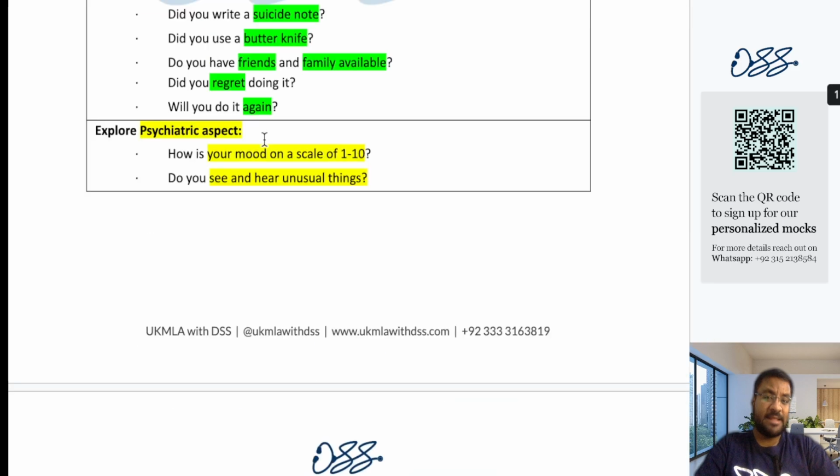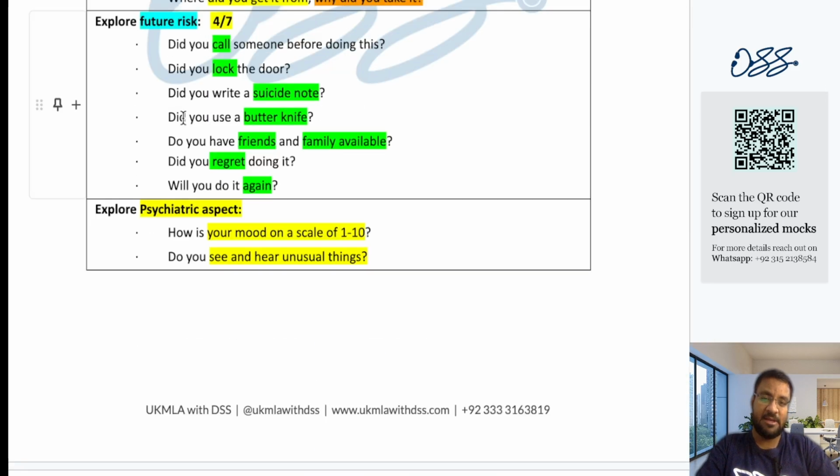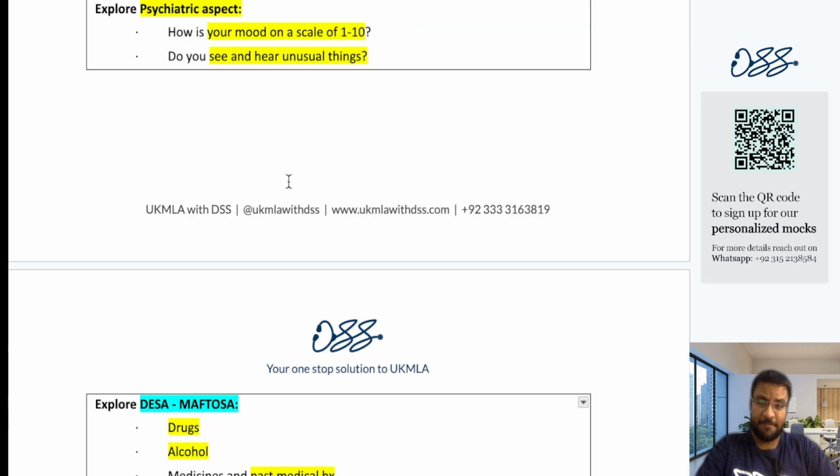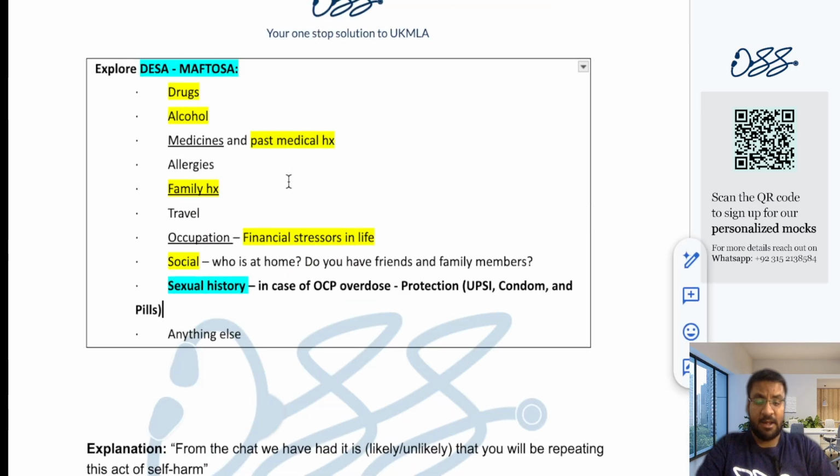But let's say the patient had a low future risk, and he did call someone, he didn't lock the door, he did not write a suicide note or something, he just used a butter knife, and he also regrets it. Then they're not taking any drug, they're not taking any alcohol, there are no financial stresses in life, just a bit of a social problem, like they may have had a fight with their boyfriend, or with their partner, or a kid may have had a fight with their parents, and they just did something impulsive without even thinking.